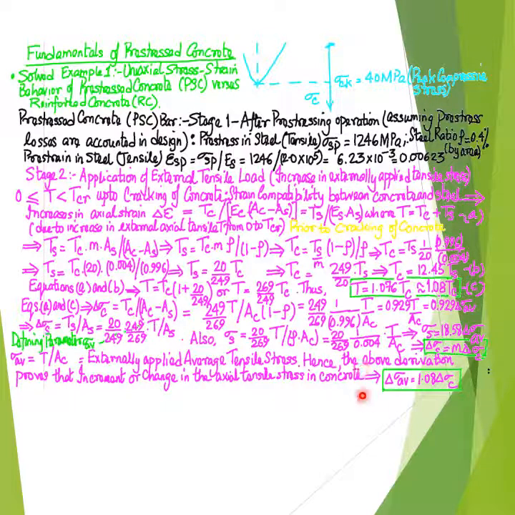The two equations together imply that the change or increase in the average applied axial tensile stress in the pre-stressing steel only is equal to 18.58 times the change or the increase in the externally applied average tensile stress of the pre-stressed concrete bar as a whole, as established from these calculations here.